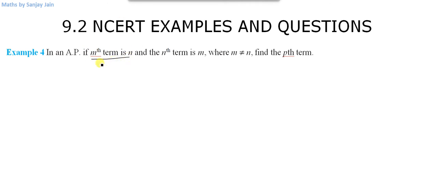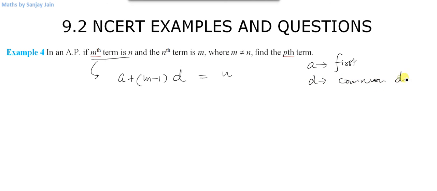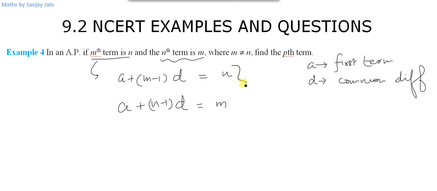So mth term is n. This means a plus m minus 1 into d is equal to n, where a is the first term and d is the common difference, right? And nth term is m, so I'll write it like this: a plus n minus 1 into d. So this is the nth term and it is equal to m. I am given these two sets of information and m is not equal to n. Alright, I need to find the pth term.